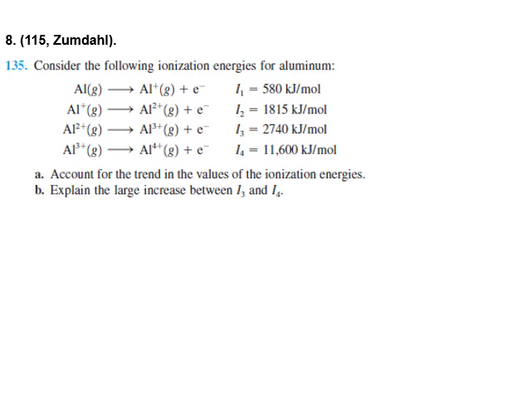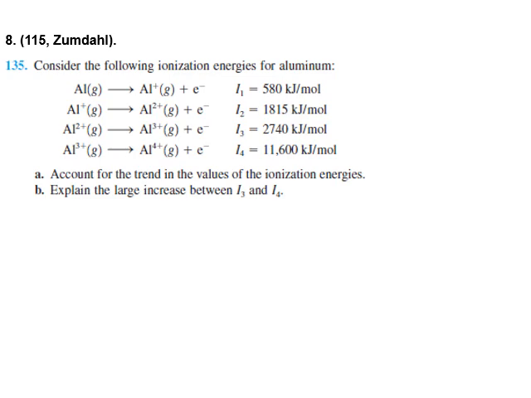So for I1, it's 580 kilojoules per mole. For I2, it goes up quite a bit to 1800. For I3, it goes up again quite a bit to 2700. But look at the drastic difference between 3 and 4. So part A down at the bottom, account for the trend.